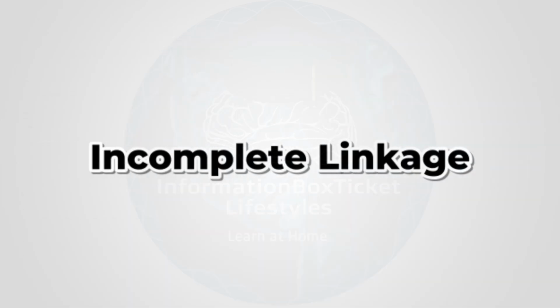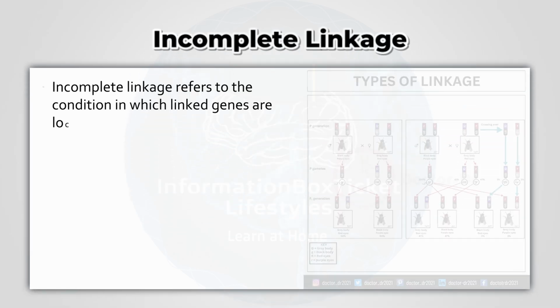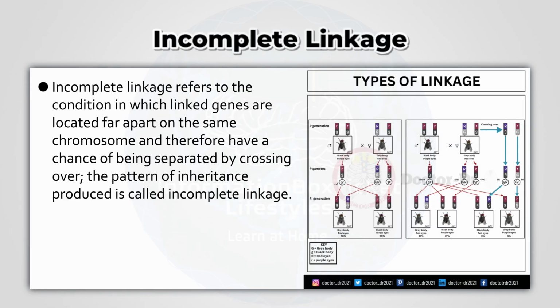Incomplete linkage. Incomplete linkage refers to the condition in which linked genes are located far apart on the same chromosome and therefore have a chance of being separated by crossing over. The pattern of inheritance produced is called incomplete linkage.